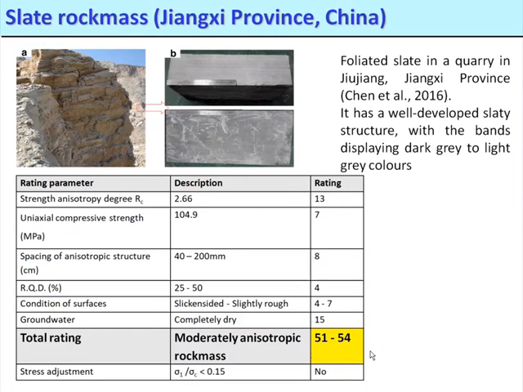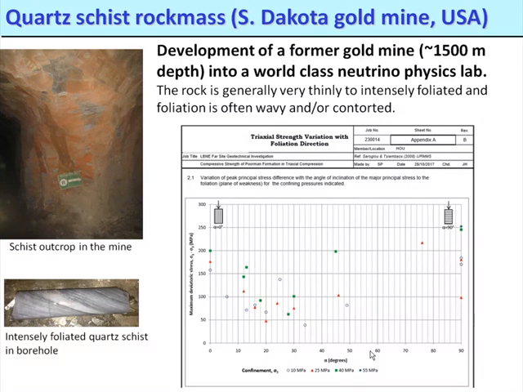It has a well-developed slaty structure, and practically it has a strength anisotropy degree of 2.6. Based on the RMR classification, we define the uniaxial compressive strength, the spacing of the anisotropic structure, the corrected RQD, the condition of surfaces and groundwater, and we can see that the final rating results in a moderately anisotropic rock mass, 50 to 54, the total ARMR value. There is no stress adjustment because we are in unconfined conditions.